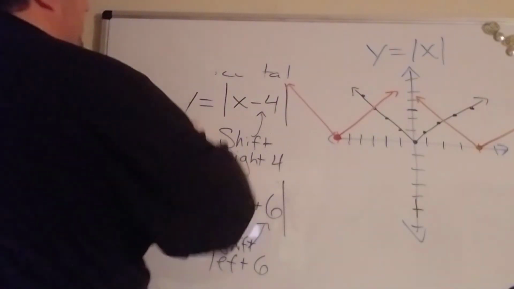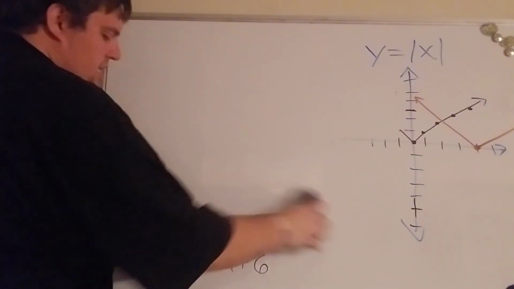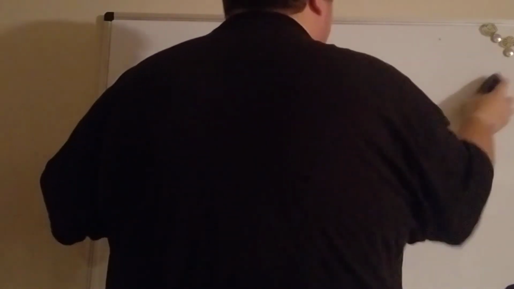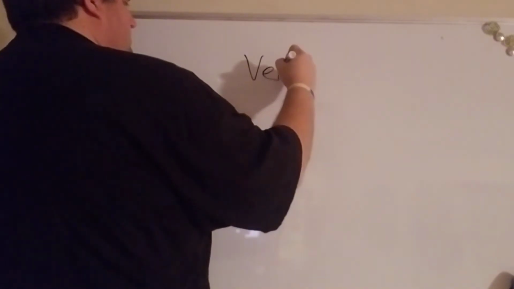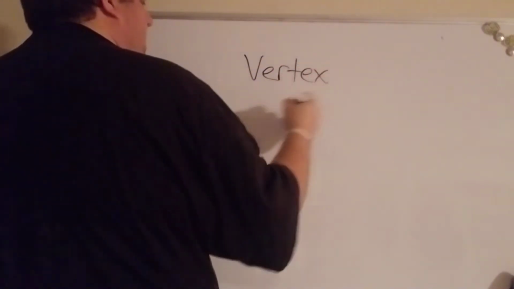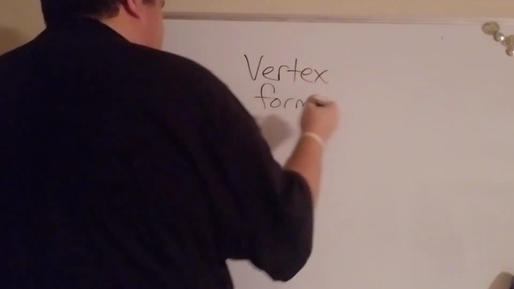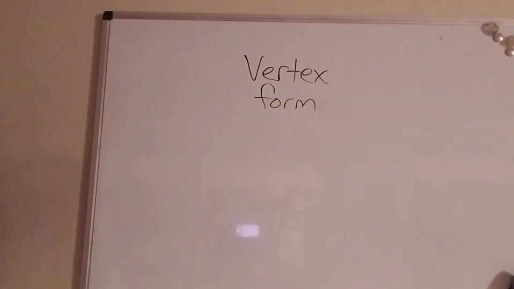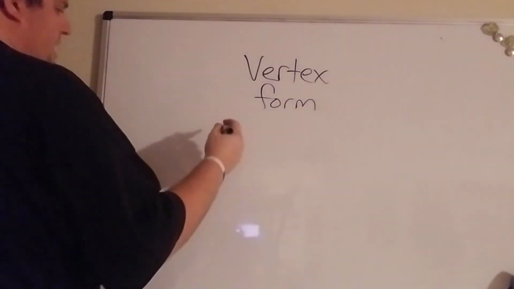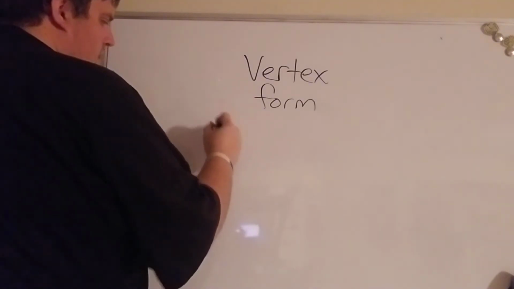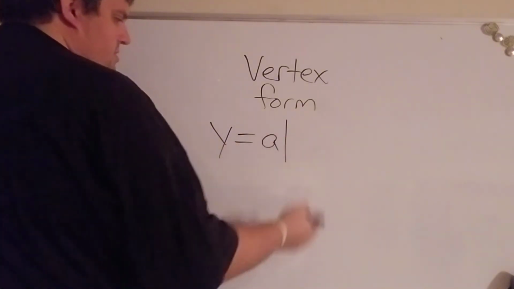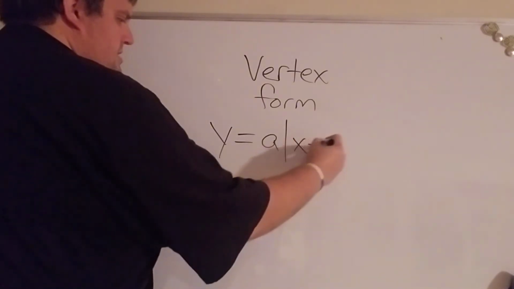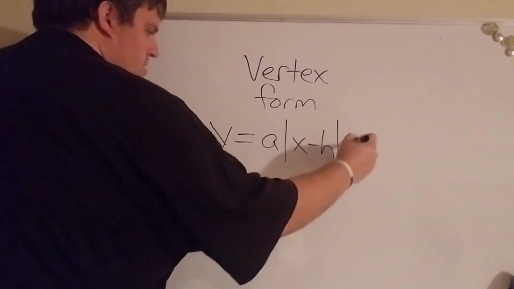So, with that said, now that we know what those horizontal and vertical shifts are, I want to talk to you about something called vertex form. Because vertex form is going to be very similar in all the things we learn about too. And that's going to look like this: y equals a absolute value of x minus h plus k.